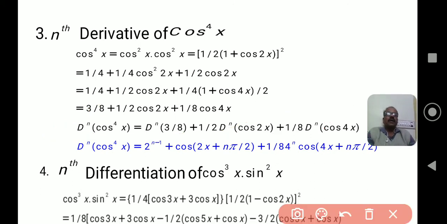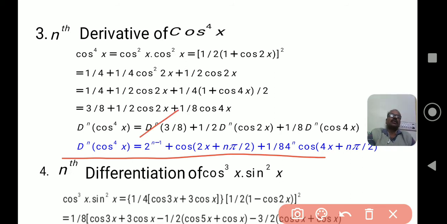Okay, next step we can observe the nth differentiation of a constant is equal to 0. Next is 1 by 2, I have written as 1 by 2 as it is. The nth derivative of cos 2x formula says 2 to the power of n, where a is 2, so a to the power of n is 2 to the power of n. Again 1 by 2 can be written as 2 to the power of n divided by 2, which is 2 to the power of n minus 1, and I write it as it is after simplification.